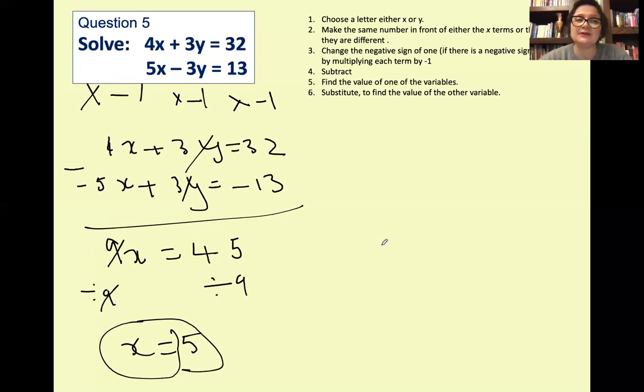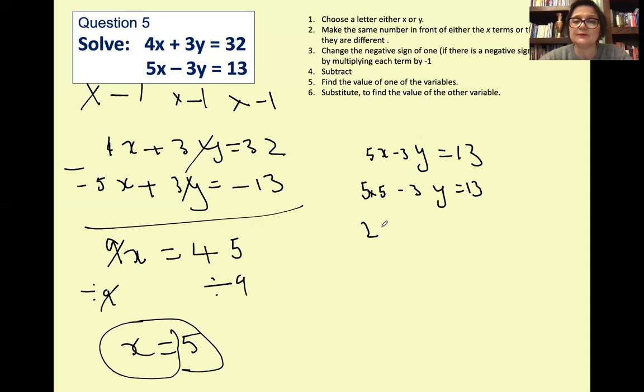Now let's find the y. I am going to choose the second equation. You can choose the first version of the second equation. So I'm going to rewrite 5x minus 3y equals 13. I substitute the 5, so 5 times 5 minus 3y equals 13. 5 times 5 is 25, so 25 minus 3y equals 13.